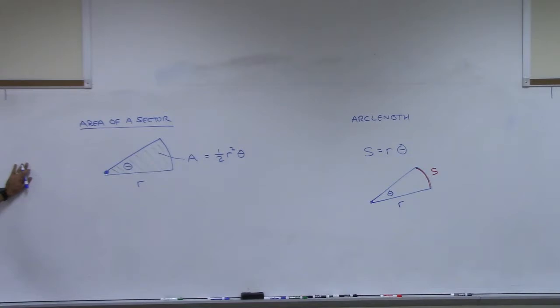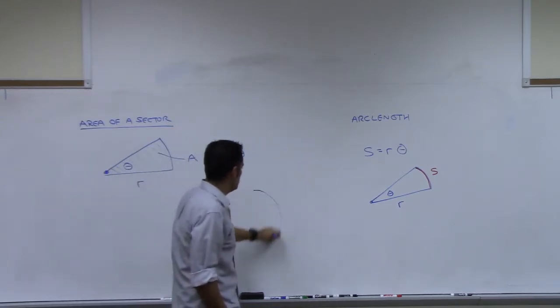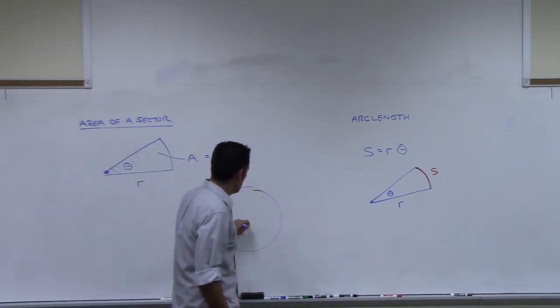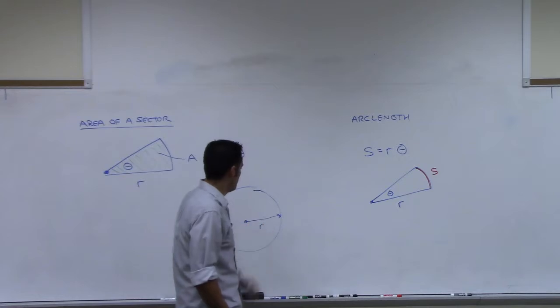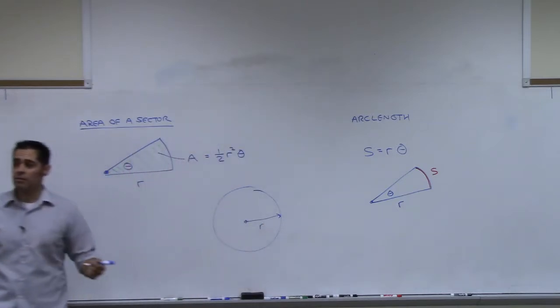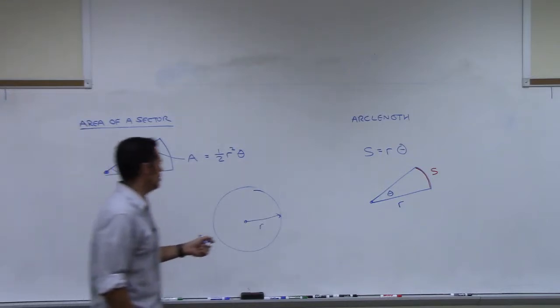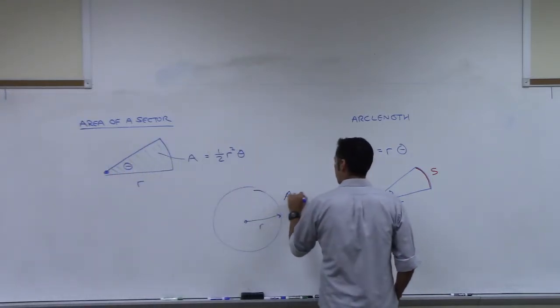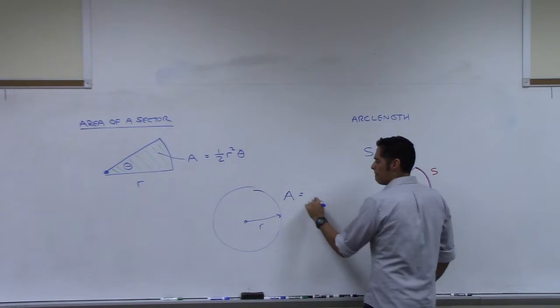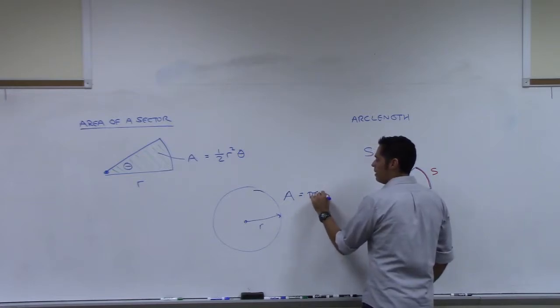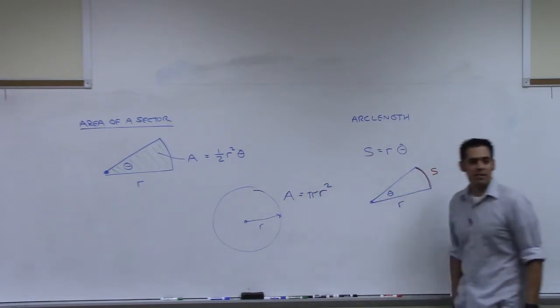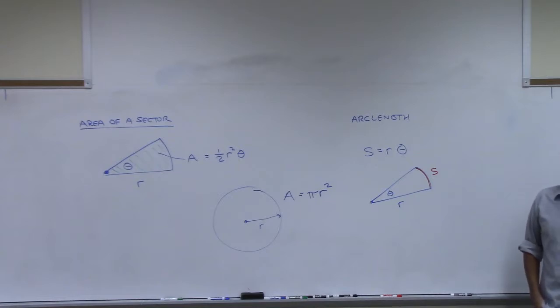Maybe. If I give you a circle and I give you its radius, do you know what the area of the circle is? What's the formula for the area of a circle? Do you remember it? Area equals pi, I heard it, pi r squared. Okay, that's the formula for the area of a circle.